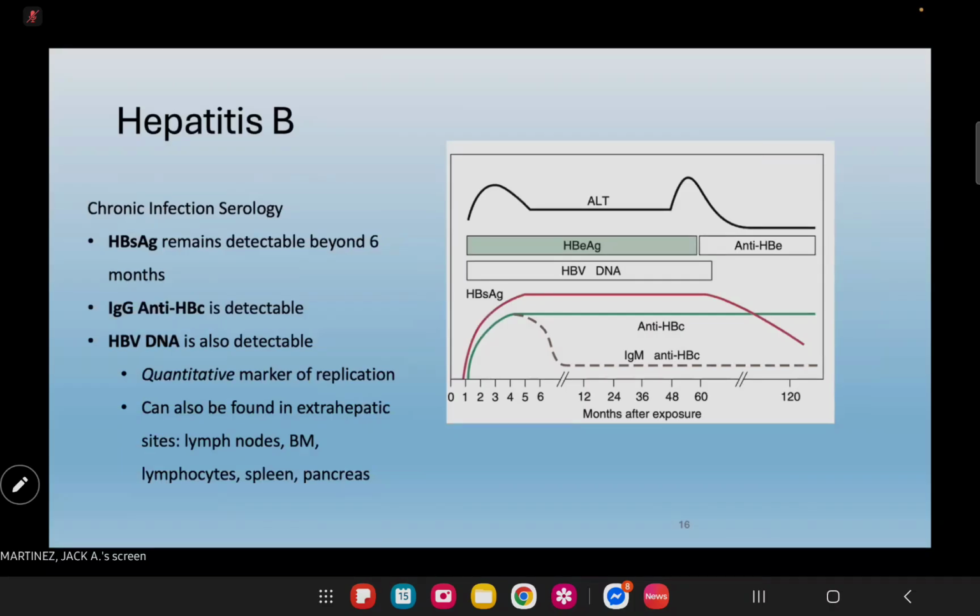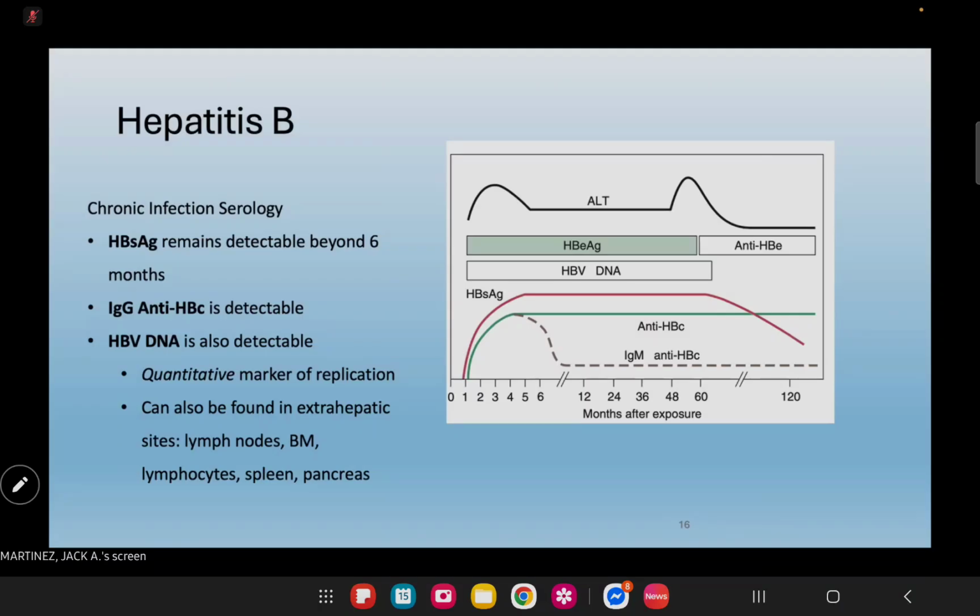In fact, we use the HBV DNA to decide whether to treat the patient or not, depending on the specific viral count in the PCR. Okay, HBV DNA is done through PCR. So HBV DNA can also be found not just in the liver, but also in extrahepatic sites such as the lymph nodes, the bone marrow, the spleen, lymphocytes, and pancreas, highlighting the systemic reach of the virus. So again, I repeat, if there is persistence of HBsAg beyond 6 months, that is chronic infection.